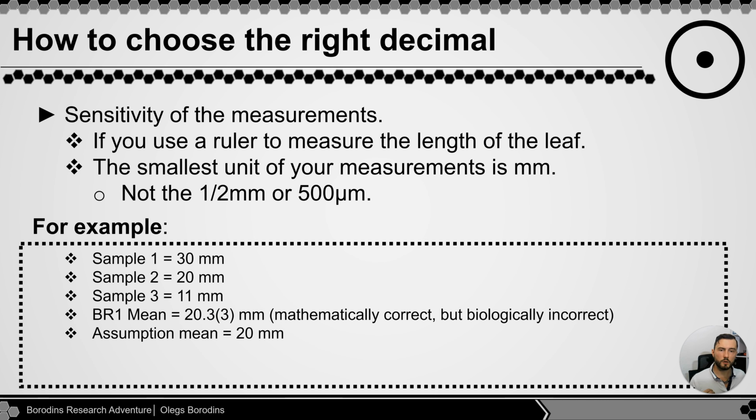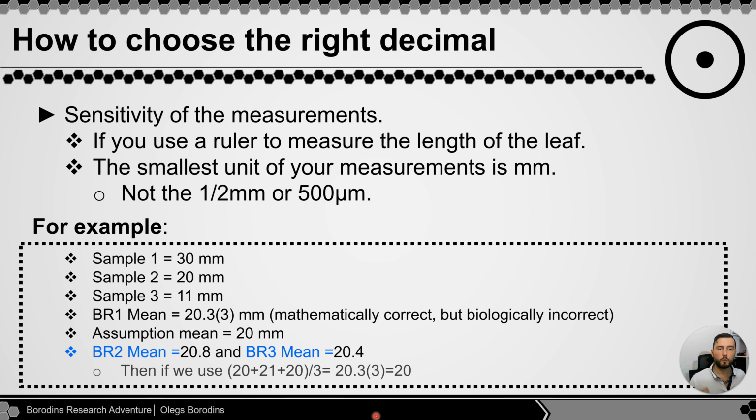And here is where people can be confused. For example, let's take 2 extra biological replicates where we get 20.8 and 20.4, and we want to find the mean of the whole experiment. You might use the assumption mean for all of them because we can measure with the ruler. So 23 plus 21 plus 20 divided by 3, and rounded, it will be 21. And here is where the error arises. We cannot use the assumption mean in our calculations because it will introduce an error.